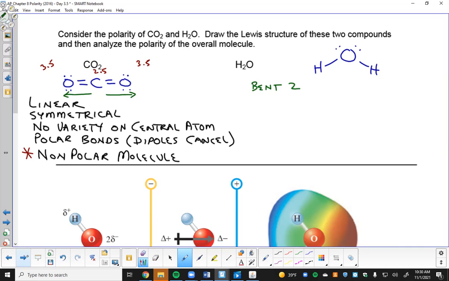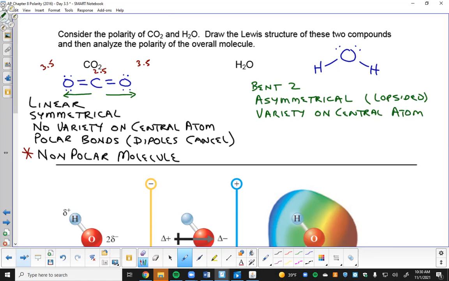If I look at variety around the central atom, not everything around the central atom is the same. I got lone pairs and I have atoms, which makes this asymmetrical or lopsided. Often, when you have lone pairs on the central atom, that in itself is going to push things into the polar category for the molecule.